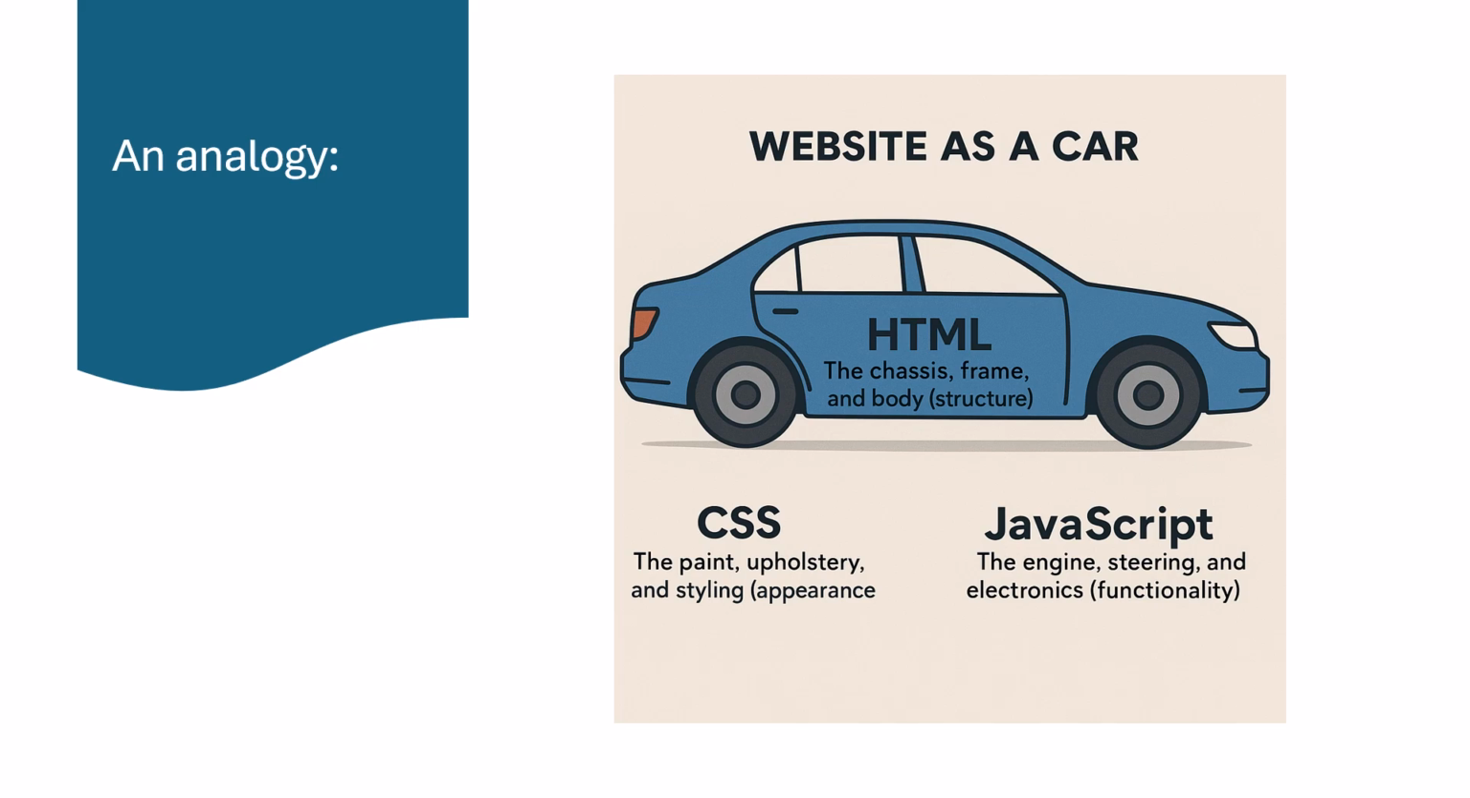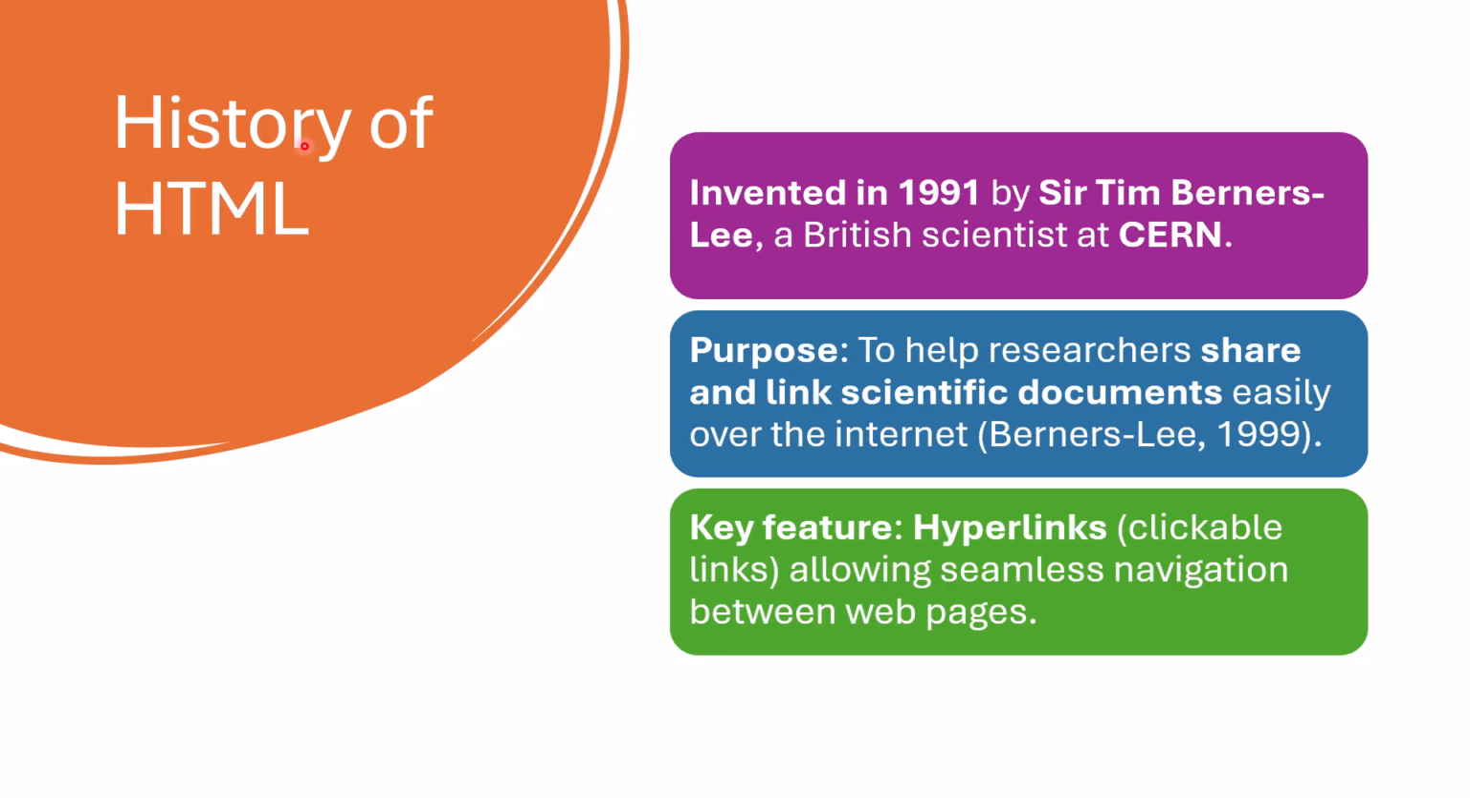So we'll take a look now at a brief history of HTML. So HTML was invented in 1991 by Sir Tim Berners-Lee, which is a British scientist at CERN. So CERN, I believe, is primarily dealing with particle physics and the origins of the universe and so forth and so on. So the internet in its earliest form was primarily used by researchers to share scientific research.